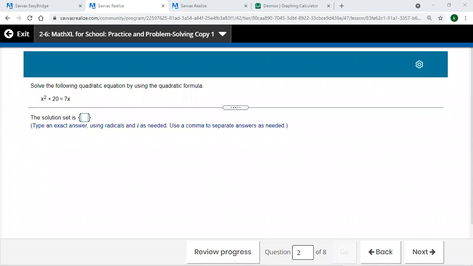All right, solve using the quadratic formula. We are in Algebra 2, Lesson 2.6, on the second problem here.